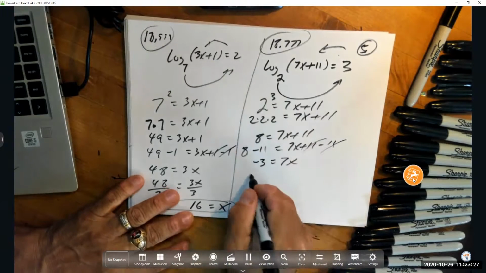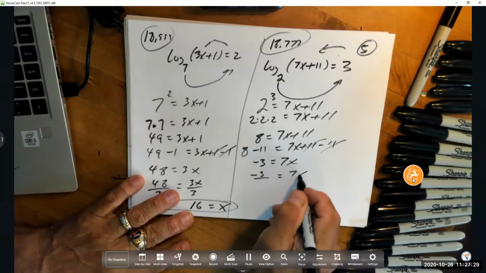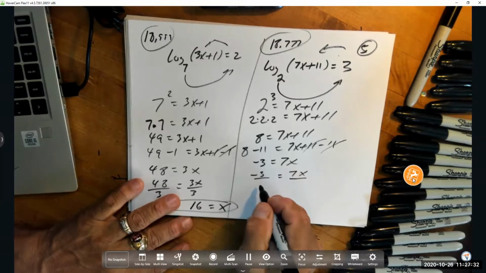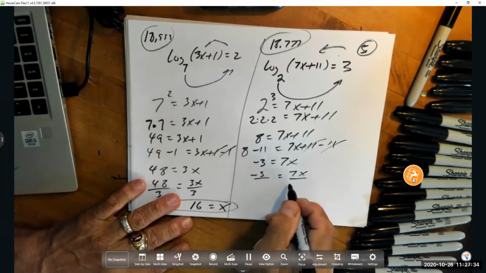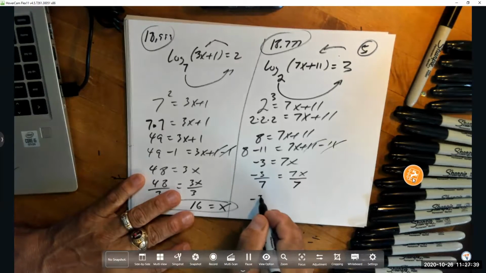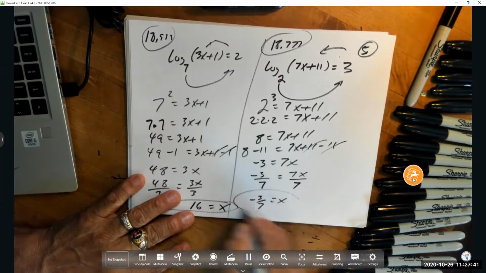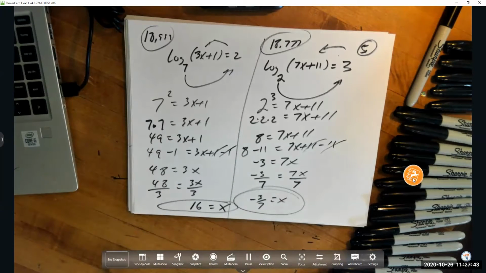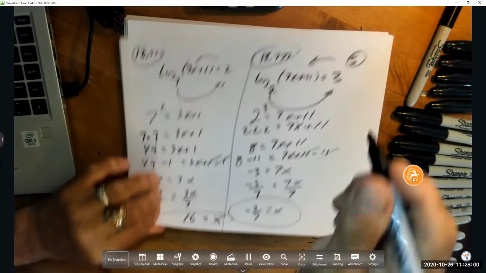All right, I got one more step. Divide this by something, divide this by something. What do I divide by? Tell me. 7. So there it is right there. So maybe 3 over 7 is the answer for this one. All right, so this is okay. I'm going to say it's done.